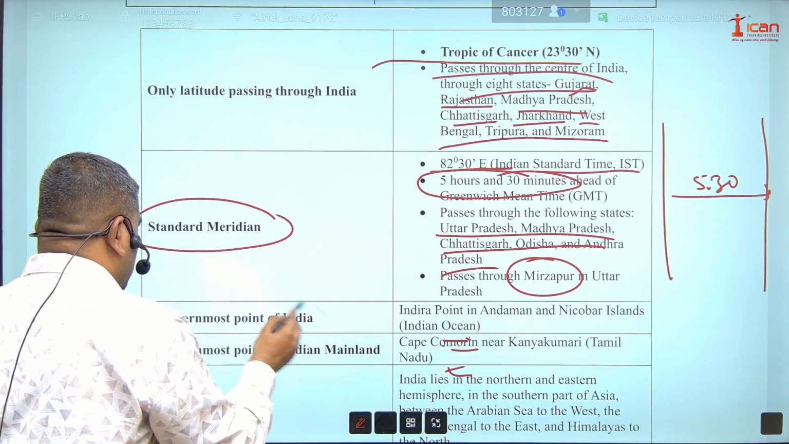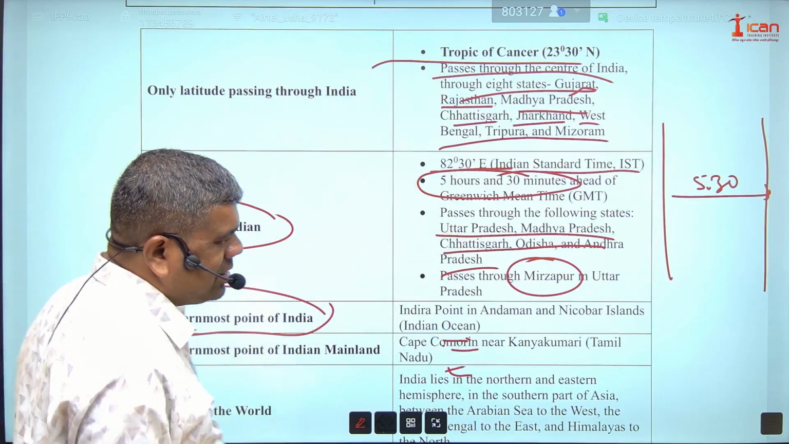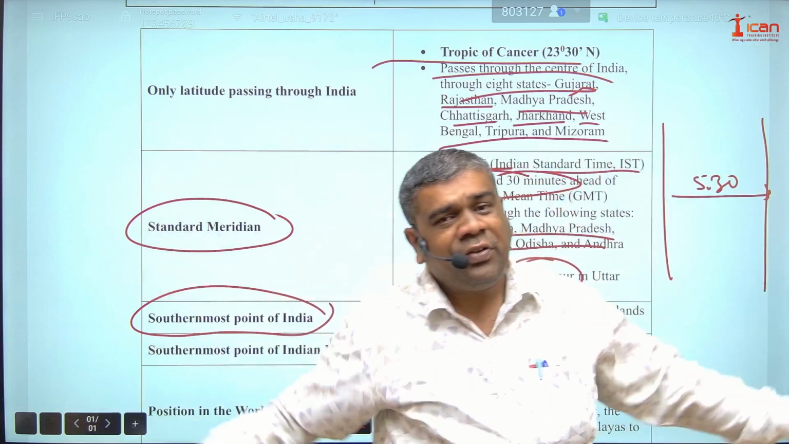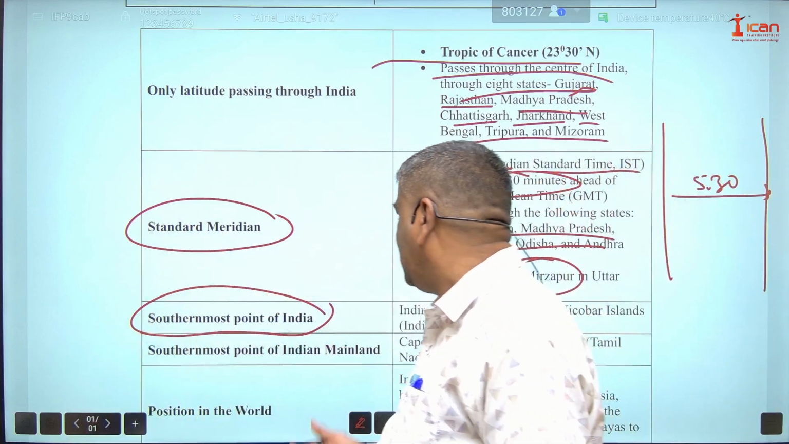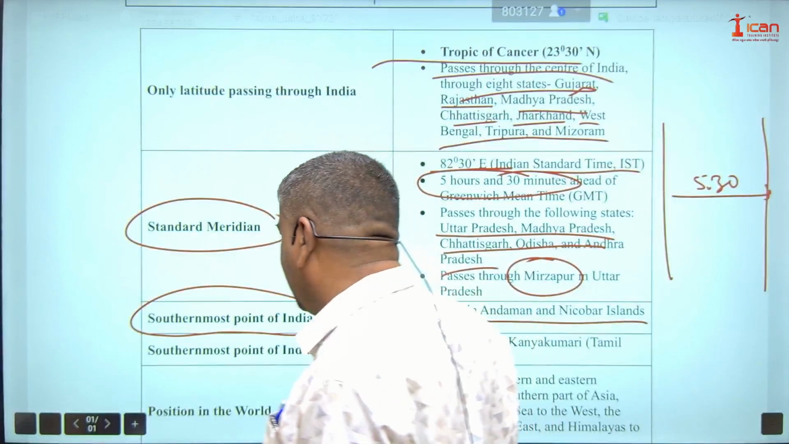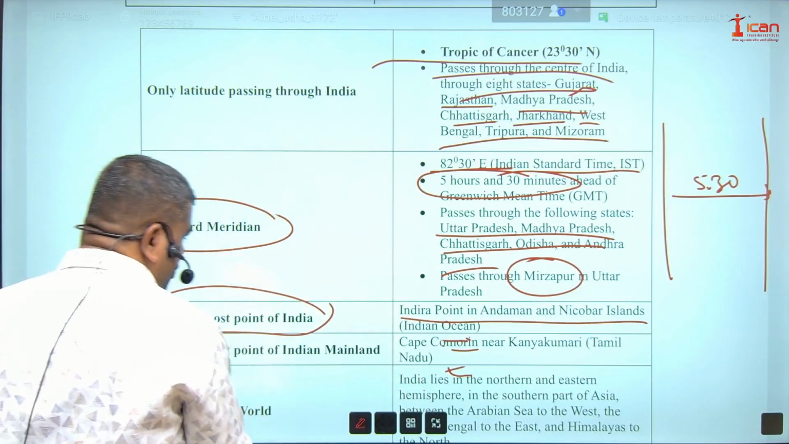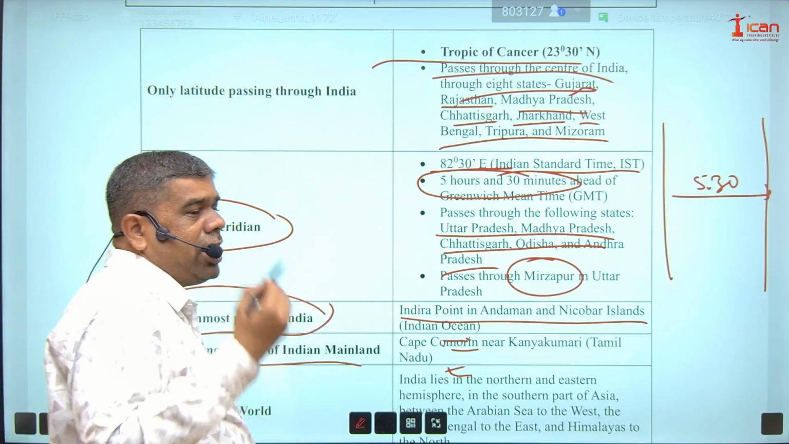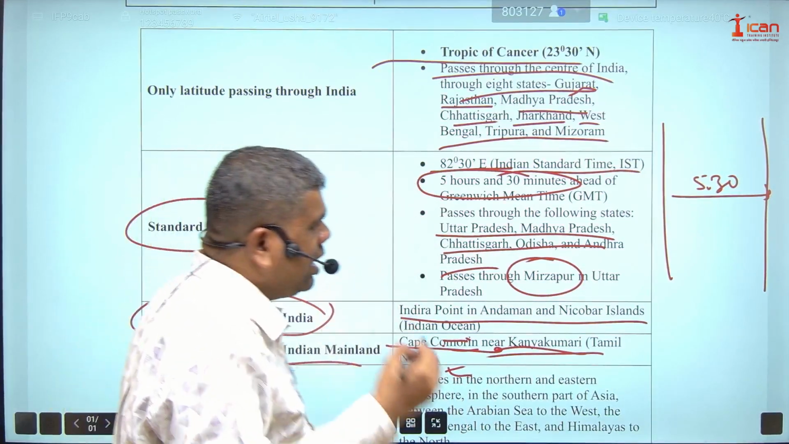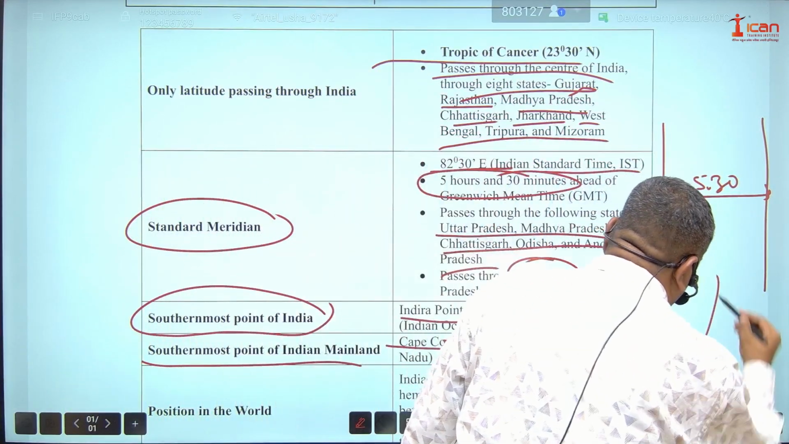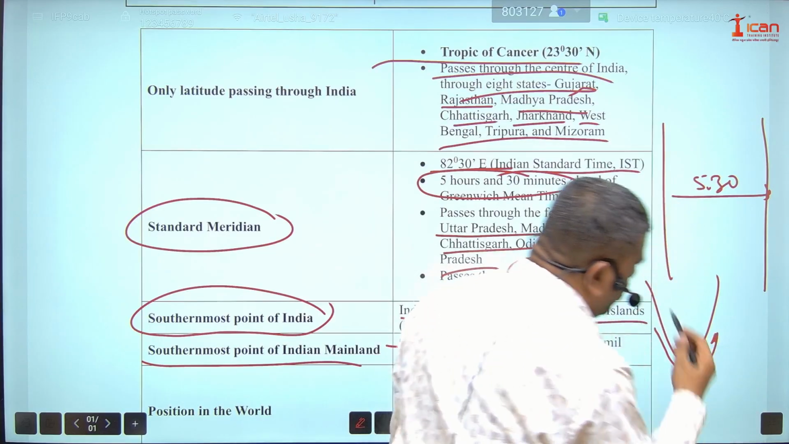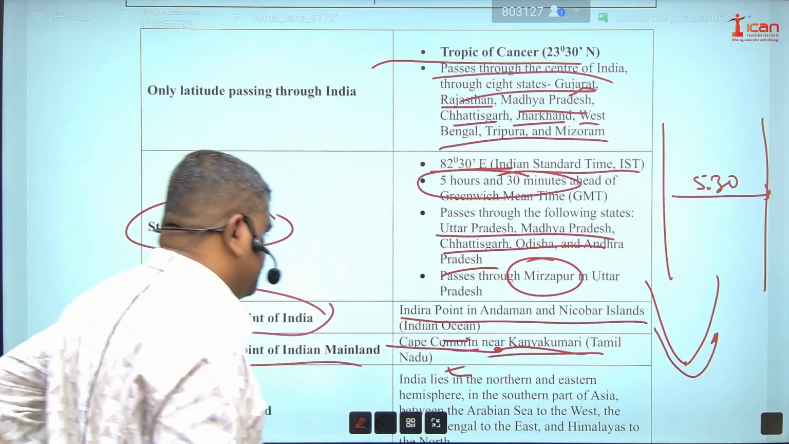So what is the southernmost point of India? When I say southernmost point of India, what I am talking about is the whole of India, including the islands. So that is the Indira Point in the Andaman and Nicobar Islands. It's at almost 8 degrees and something. And what is the southernmost point of Indian mainland? That is Kanyakumari. So it's called Cape Comorin near Kanyakumari. That is where it is the southernmost point. At this point, if you are going north, you will turn like this. If you are going south, you will turn north.